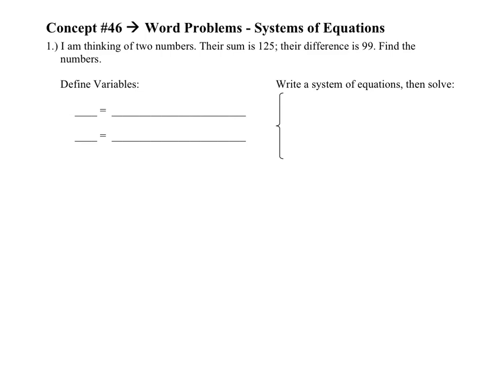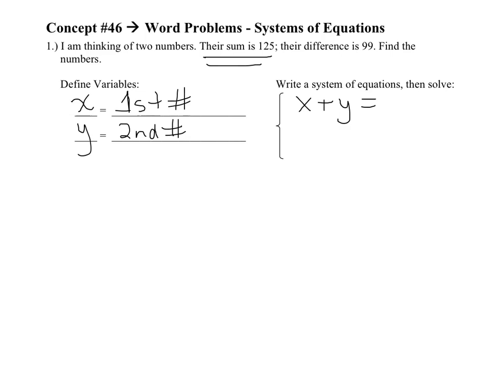So what I'm going to do for defining my variables, all I need to do is pick two variables. Oftentimes x and y are good variables to pick. So let's say that x represents the first number and y represents the second number. Because I've got two totals, their sum is 125, which means if I add these two numbers together, it should give me 125. So I'm going to say x plus y equals 125. And then their difference is 99. Well, that's subtraction. If I subtract these two numbers, x minus y, I should get 99.